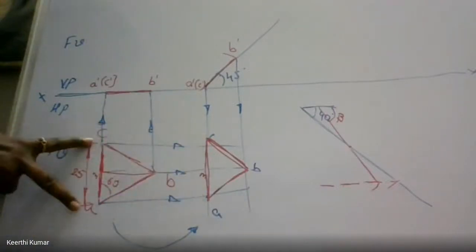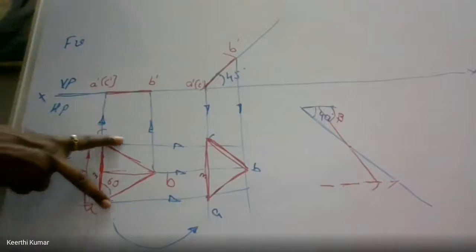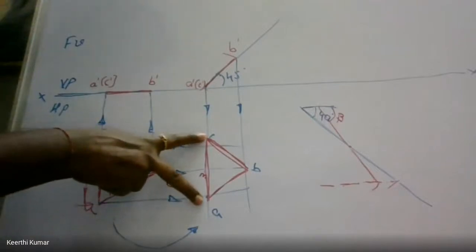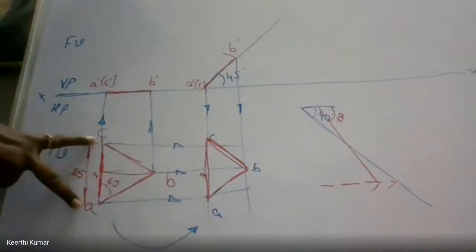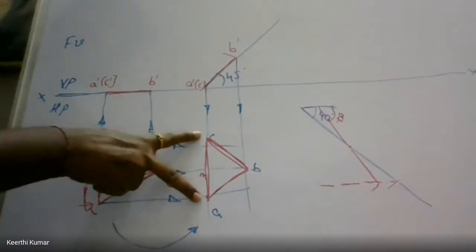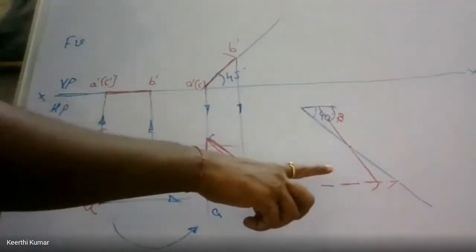What is the length of the edge in the first position? 25. What is the length of the edge on which it rests in the second position? It is same as 25. There is no reduction in the length of the edge from first position to second position. So we have not taken the help of beta.